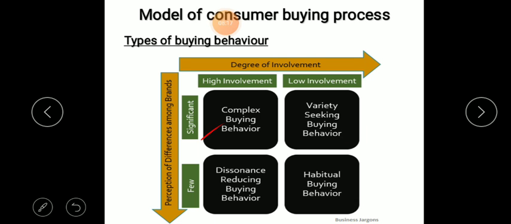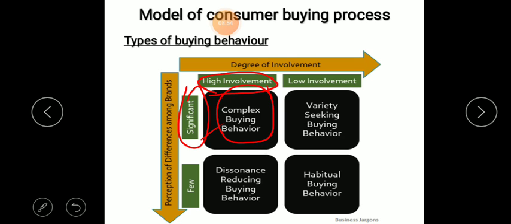So what are these? Complex buying behavior. Consumer buying behavior in situations characterized by high consumer involvement in purchase decision and significant perceived differences among brands are categorized as complex buying behavior. That is, there will be high involvement of the customer, and there is a significant difference among brands in complex buying behavior. For example, a laptop.